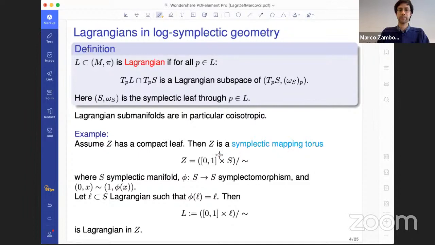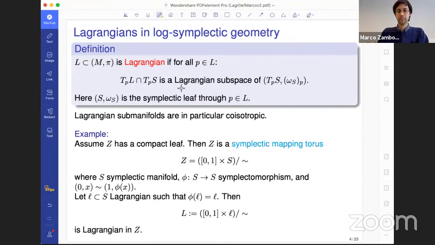Do you mean to say it's Lagrangian in M or in Z? Well, both. Z is also Poisson. Yes, Z is a Poisson submanifold in M, and the Lagrangian condition is essentially a condition about how the submanifold intersects with the symplectic leaves.